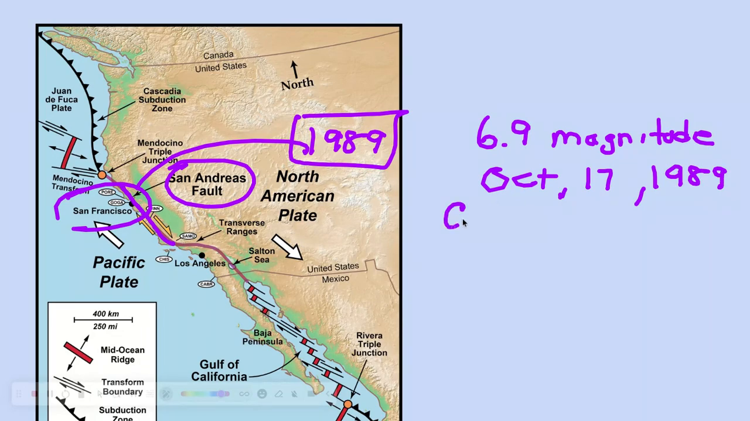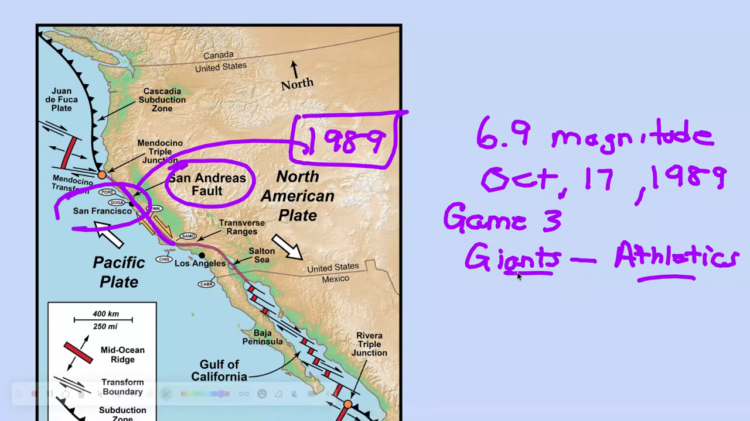So it was Game 3, in case any history buffs out there. Game 3 of the World Series between the Giants playing in San Francisco and their crosstown rivals, the Oakland A's. Well, they used to be the Oakland A's. Now they're going to be the Las Vegas A's. Athletics, A's athletics. And so this occurred about 56 miles south of San Francisco.